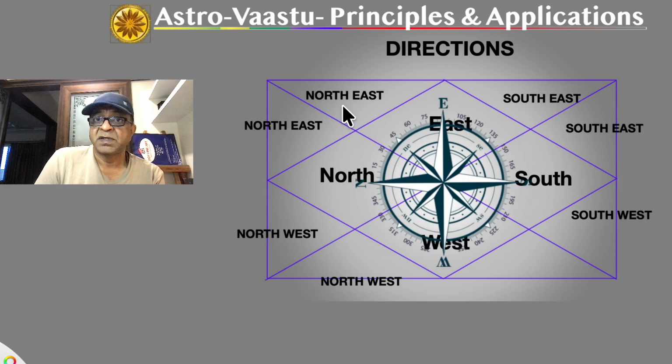Directions of the house. Southeast now. The axis of desire and transformation, the 11th house, Southeast.